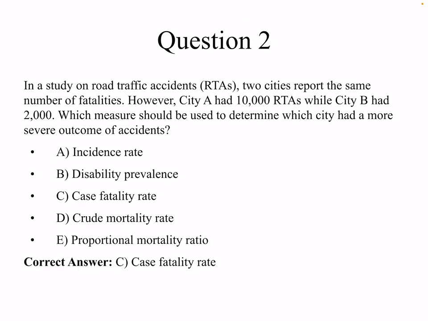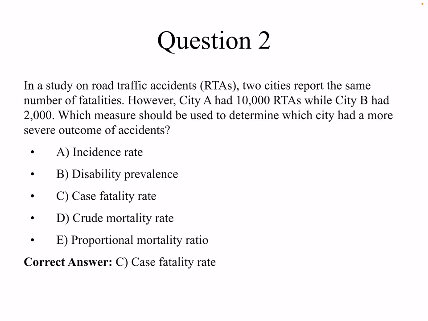Incidence rate. Question 2. In a study on road traffic accidents, two cities report the same number of fatalities. However, City A had 10,000 RTAs while City B had 2,000. Which measure should be used to determine which city had a more severe outcome of accidents? A. Incidence rate. B. Disability prevalence. C. Case fatality rate. D. Crude mortality rate. E. Proportional mortality ratio. The correct answer is C.